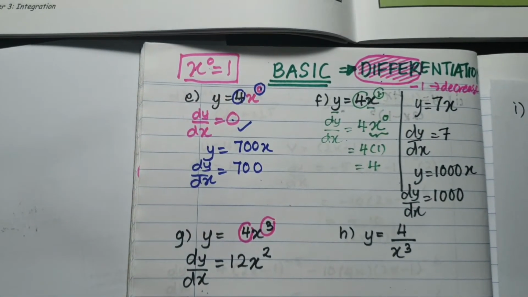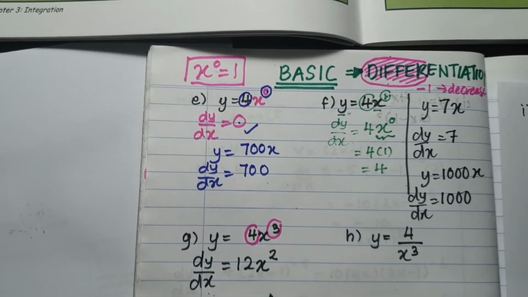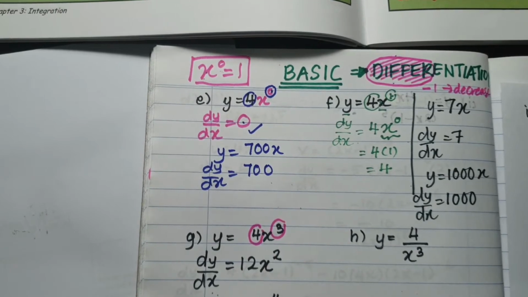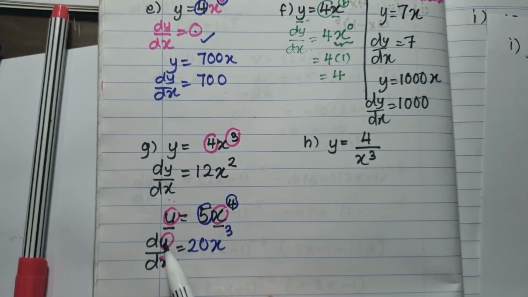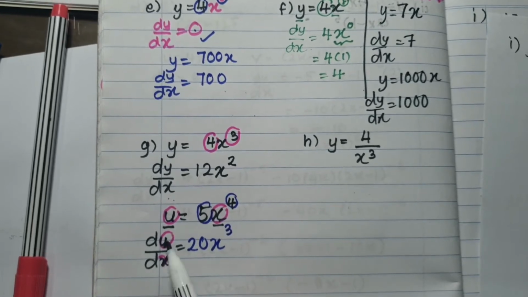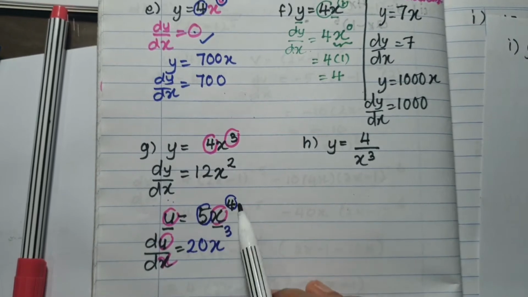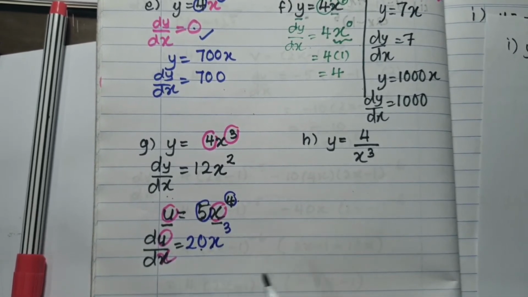If you have u, let's say 5x power 4, now you have u in terms of x. So we write du by dx, with u as your subject and it is in terms of x. Multiply the index to the front: 4 times 5, 20. Copy the variable, and the index decreases by 1. 4 minus 1 is 3.